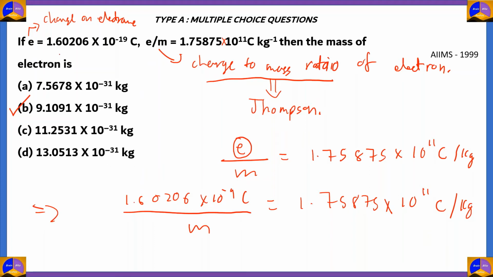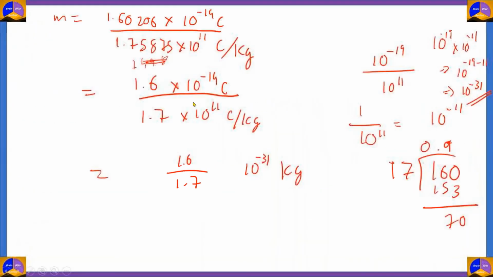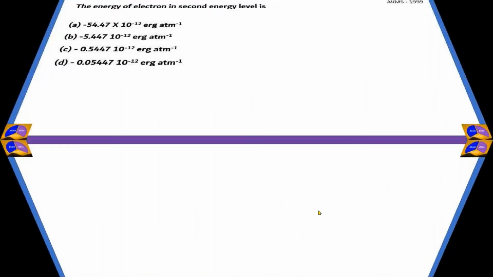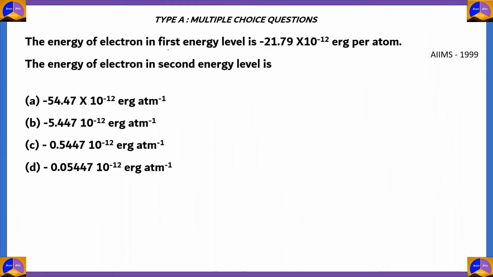So we found the mass using the charge to mass ratio found by Thomson and the charge of the electron given. So we approximated it, and then it's a simple matter of substitution. So it is 9.1 into 10 raised to minus 31 kg. Let's move on to our next question.